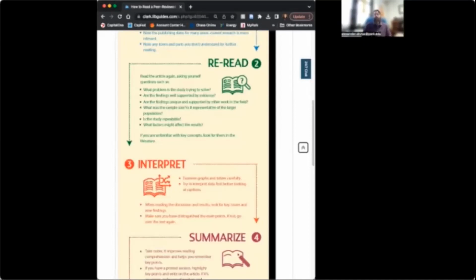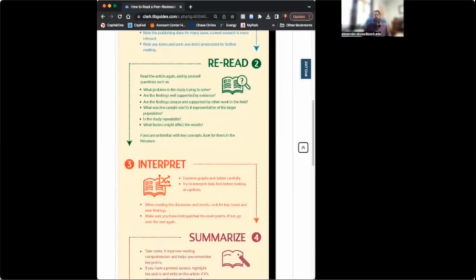There's a lot of questions, as you see in the infographic. There's some basic questions that you want to be able to answer. After reading this, can you answer what is the problem that this study tried to solve or was looking at? Is it repeatable? What factors might affect the results? So again, you're trying to think about what the paper is doing.